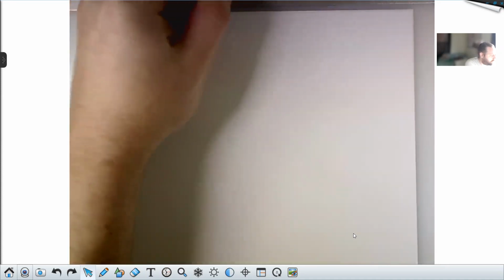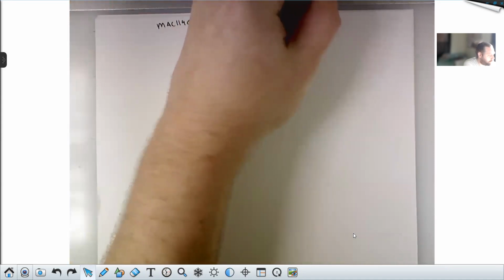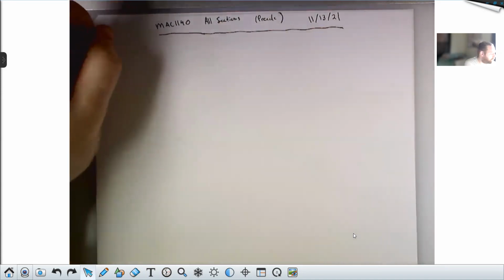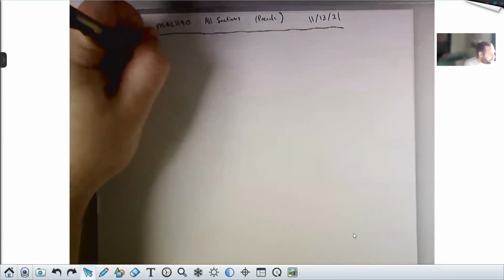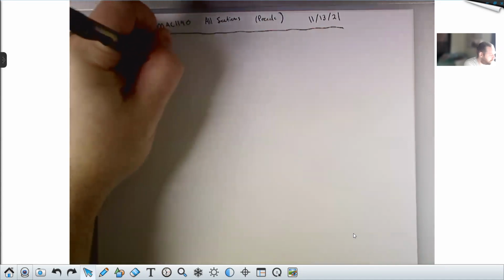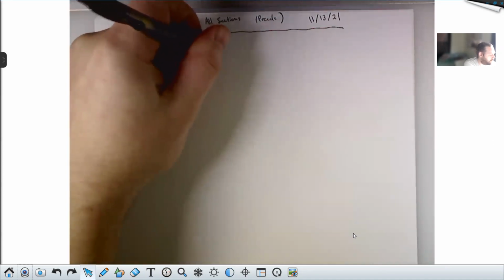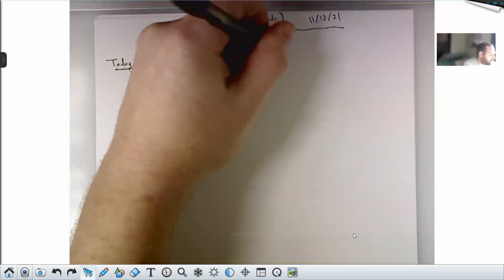This is MAC 1140, all sections, which are all pre-calc. The date today is the 13th of November. This is the second half of section 4.5. So we're talking about logarithmic equations. That's section 4.5. I think it was like a part 2.